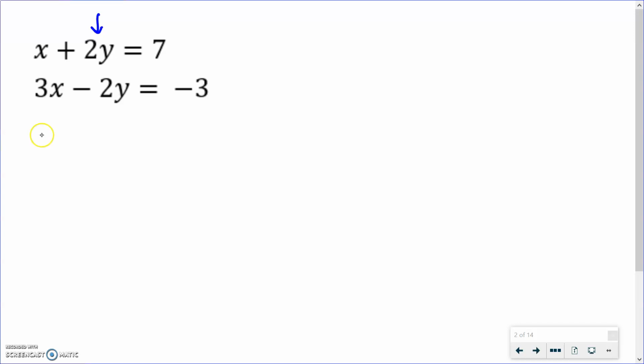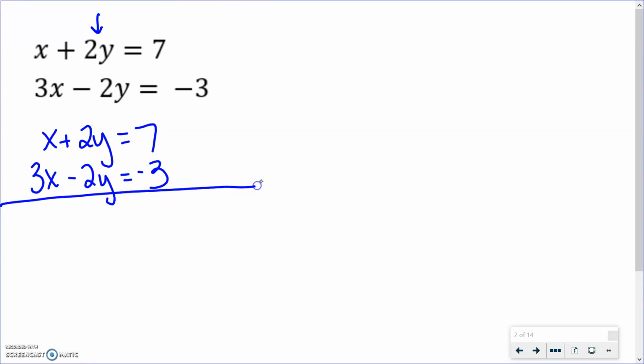So what I'm going to do is I'm going to rewrite these equations. x plus 2y equals 7, and then 3x minus 2y equals negative 3. And it's going to just be like a big addition problem. So we're just going to add them straight down like we would if we were adding just regular numbers. So we have 1x here plus 3x's is going to give us 4x. 2y plus negative 2y, those eliminate. That's what we want. We need those to go away. And then we have to add these as well. So 7 plus negative 3 is going to give us 4.